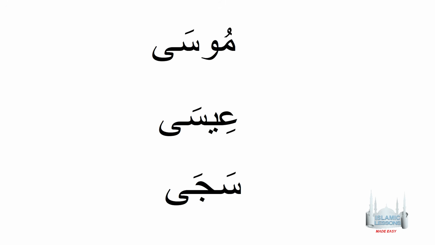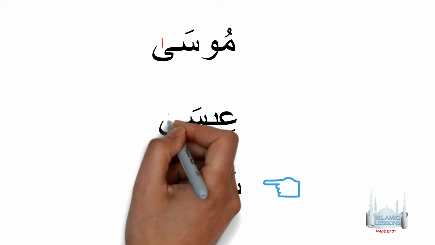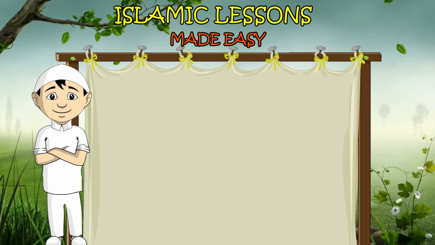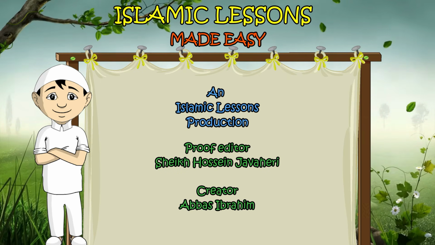Here are some more examples. They all have fathas before the alif maqsurah. And the alif maqsurah does not have a fatha, dhamma or a kasra on it. They read Musa, Isa, Saja. In some writings, they place a little alif on the letter. This reminds the person to pronounce it as a long vowel.